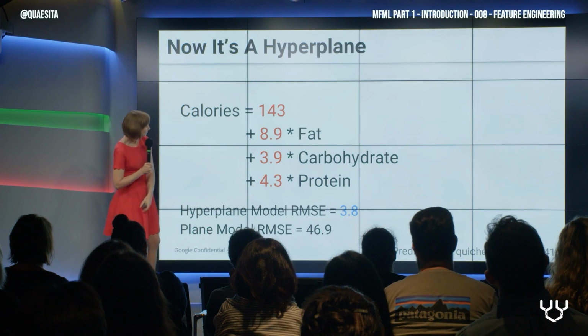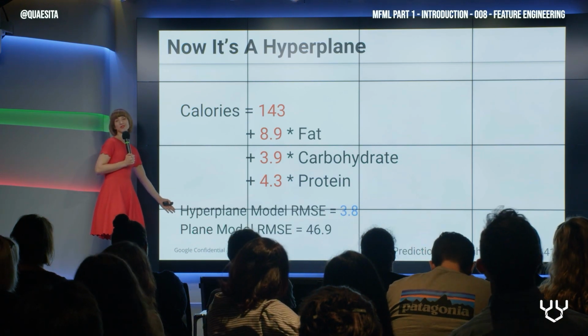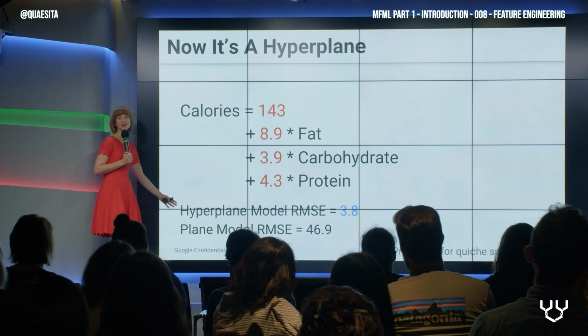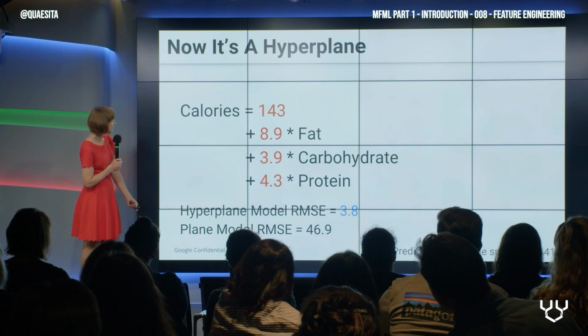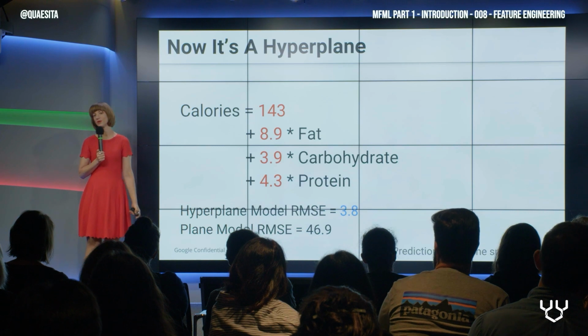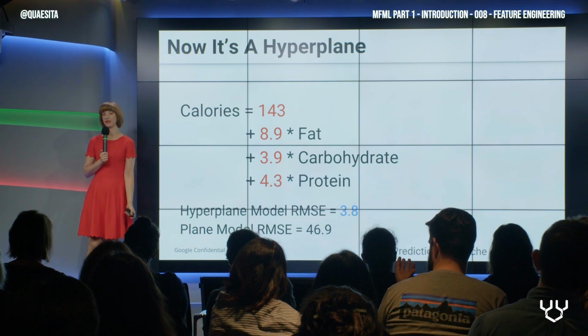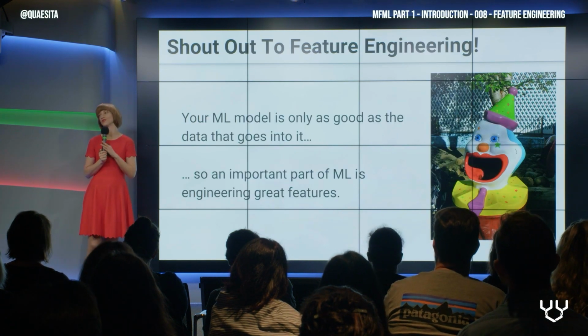But you know what? Our score is getting pretty good. Not perfect, but pretty good. We're off by 4 calories on average when it used to be 47. And this is, again, a shout out to feature engineering.